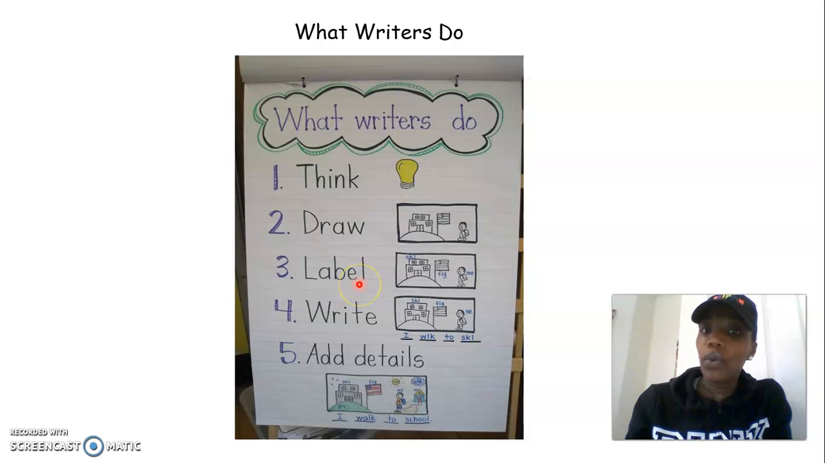Also, we label our pictures so that our readers know exactly what is going on. We write using our words, spelling out those tricky words, sounding out those tricky words, and making sure that we have capital letters at the beginning of our sentences and lowercase letters in the middle of our sentences, with punctuation marks. And then we add details.